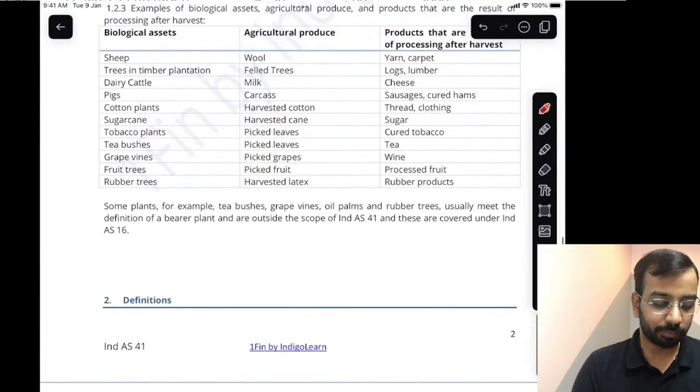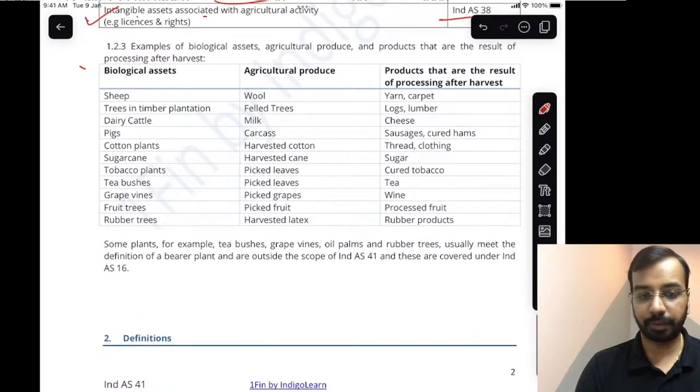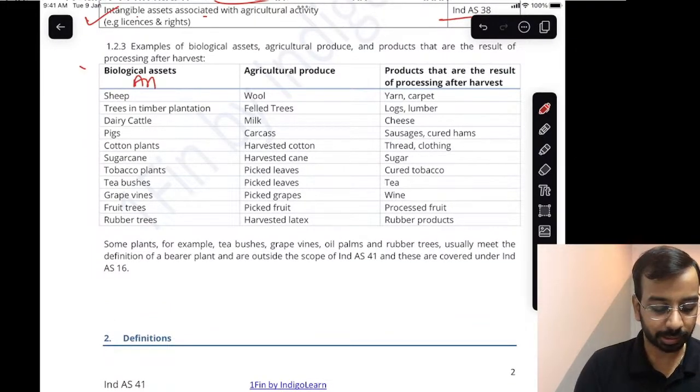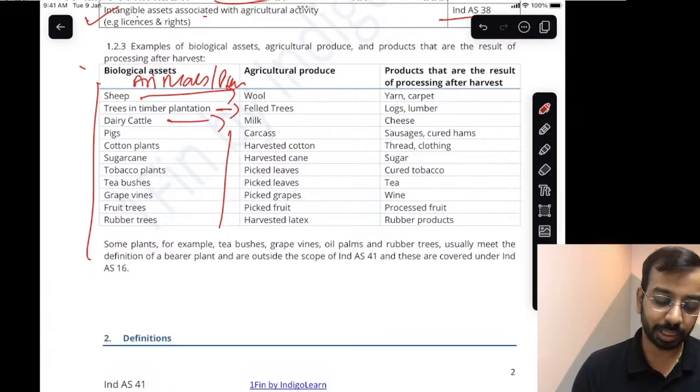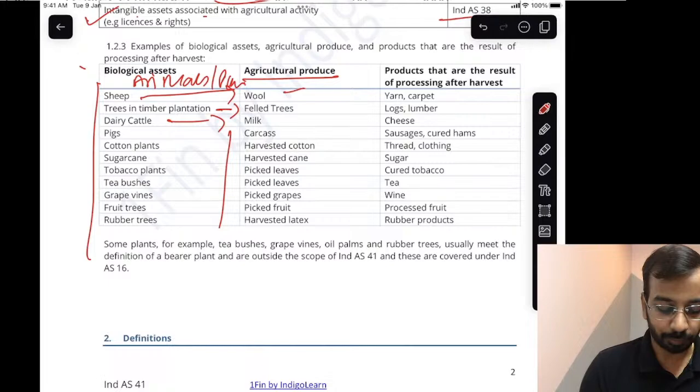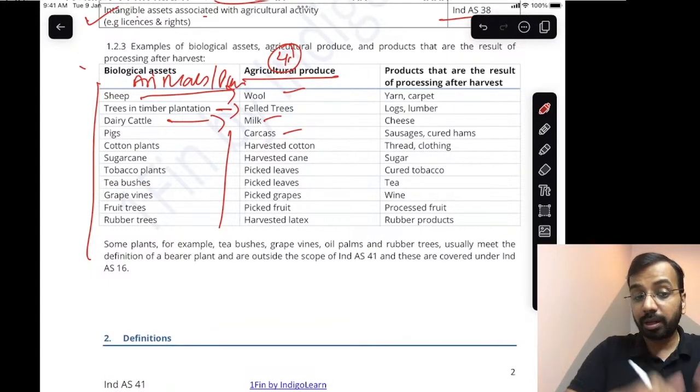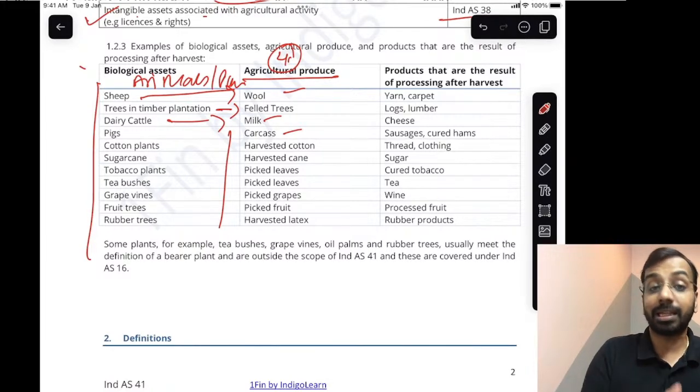Now, biological assets, we have already seen the definition and all. Basically, living animals or plants. So all of these are biological assets. The produce from sheep is wool, from trees is timber, from dairy cattle is milk, and so on. What you also need to understand is that agricultural produce, wool, milk, carcass, all of these are covered by Ind AS 41. At the point of harvest, you will measure them as per Ind AS 41.